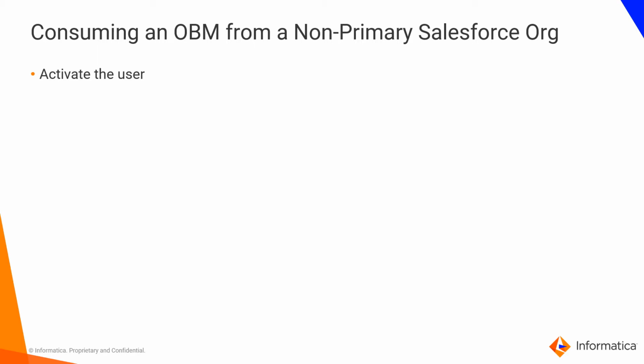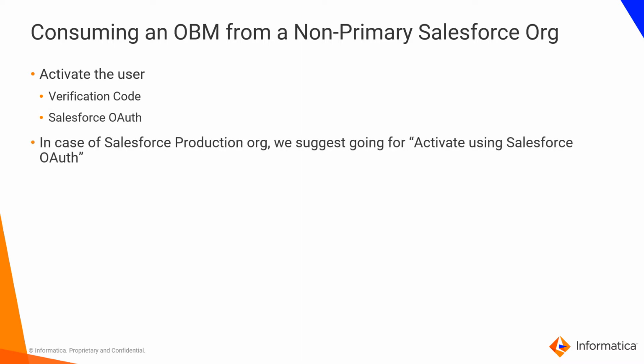There are two options. We can either use a verification code method or Salesforce OAuth. If we are using Salesforce Production Org, then we suggest going for Activate using Salesforce OAuth. We will get an email to the email ID specified while creating the user. Follow the instructions to activate the new user.